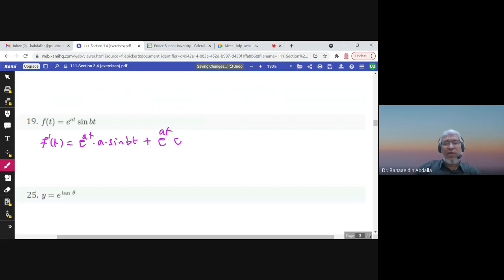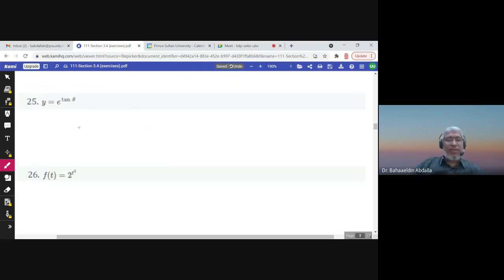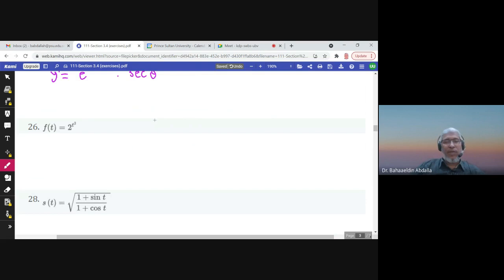The derivative of sine is cosine, and the derivative of bt is b. So the final answer would be a, e to the power at sine bt plus b, e to the power at cosine bt. This is a usual chain rule. y prime is e to the power tan theta times the derivative of tan, which is secant square theta. This is also a usual chain rule.